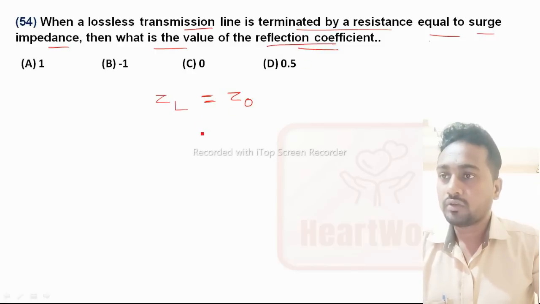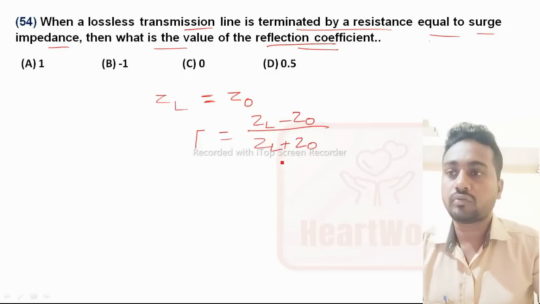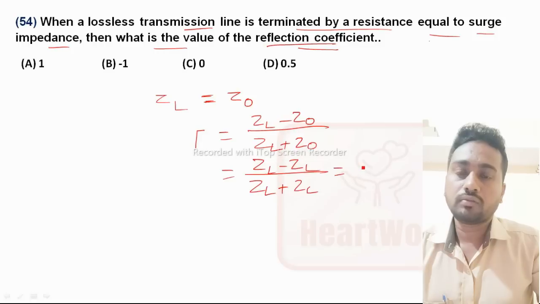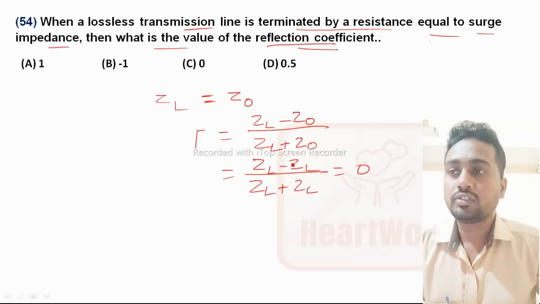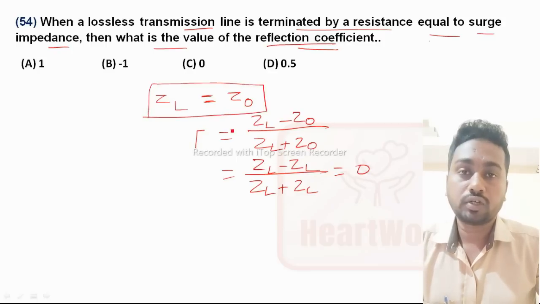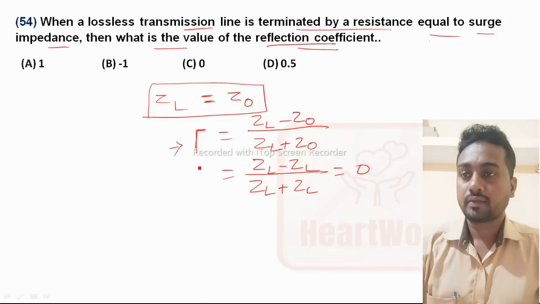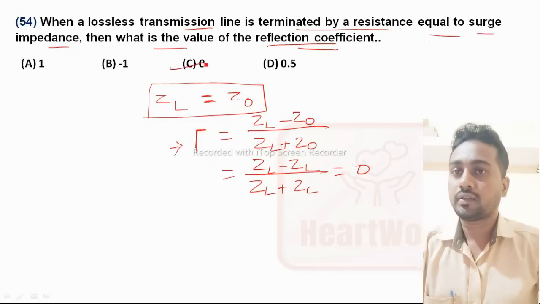Reflection coefficient we can represent like this: rho equals ZL minus Z naught divided by ZL plus Z naught. This is the formula for reflection coefficient. So we put ZL minus ZL divided by ZL plus ZL, so it will come 0. So reflection coefficient is 0 whenever load impedance equals characteristic impedance. Always 0. So here option C is the right answer.